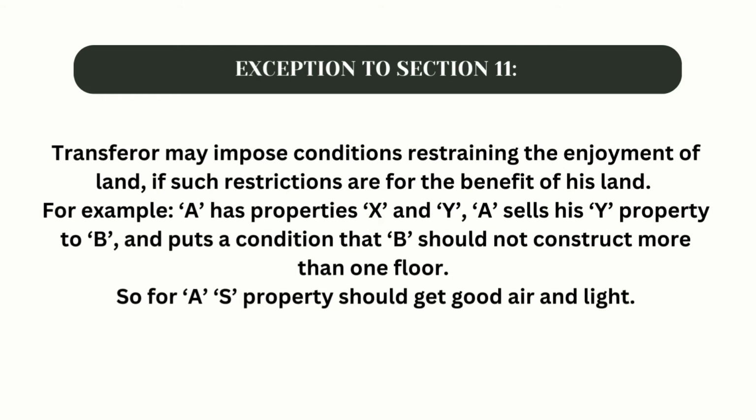Exception to section 11: the transferor may impose a condition restraining the enjoyment of land if such restrictions are for the benefit of his other land. For example, A has properties X and Y. A sells his Y property to B and puts a condition that B should not construct more than one floor, so that A's property X should get good air and light.